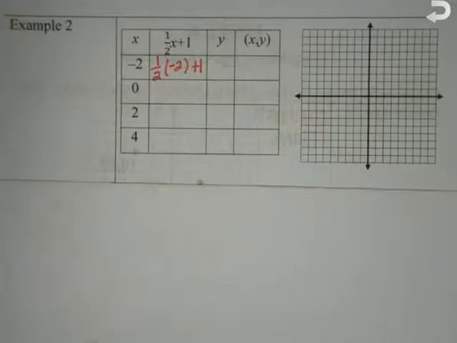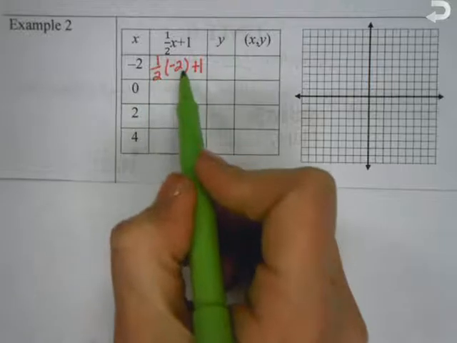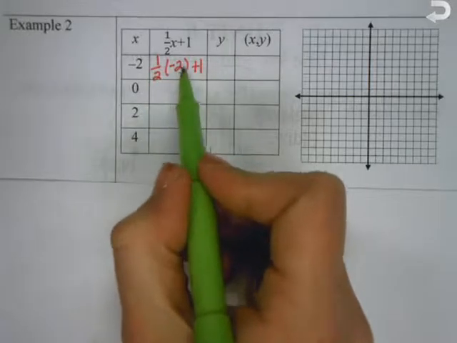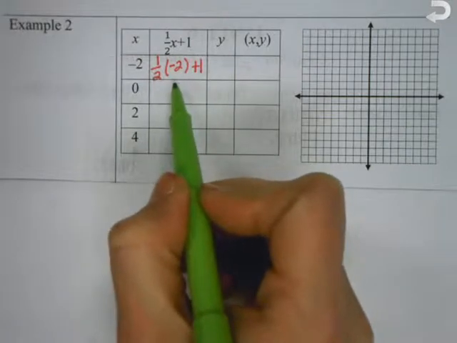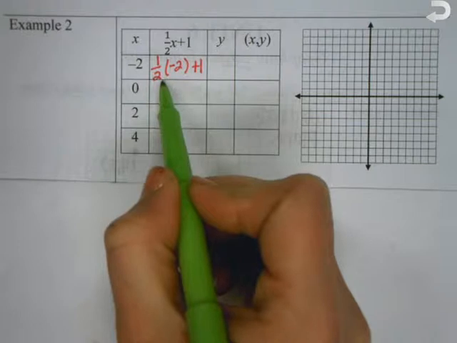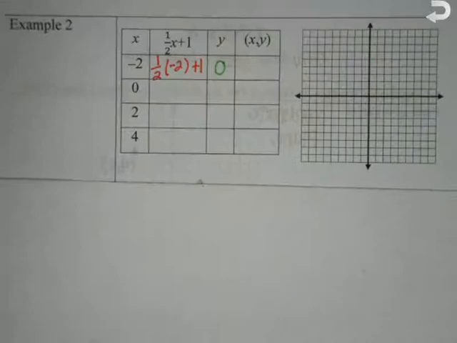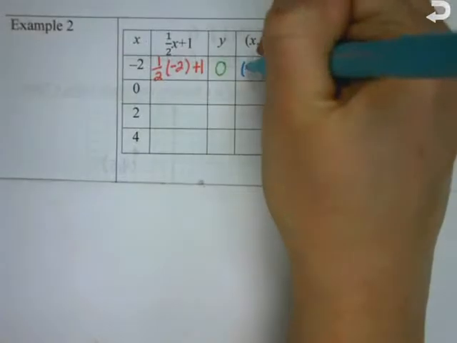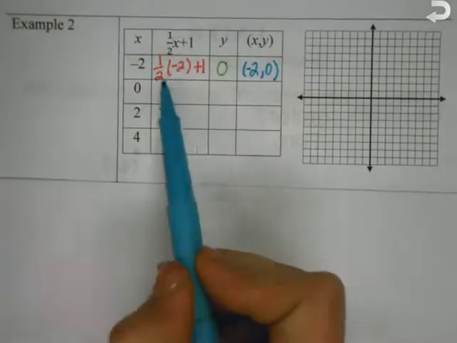Okay, let's think about it. What is 1/2 times -2? -1. A positive times a negative gives me a negative. So it would be -1 plus 1, which gives me 0. So what's my point there? -2, 0. I don't get what you do with halves. You just half it. Half whatever's in there. Multiplying by 1/2 is the same as dividing by 2.